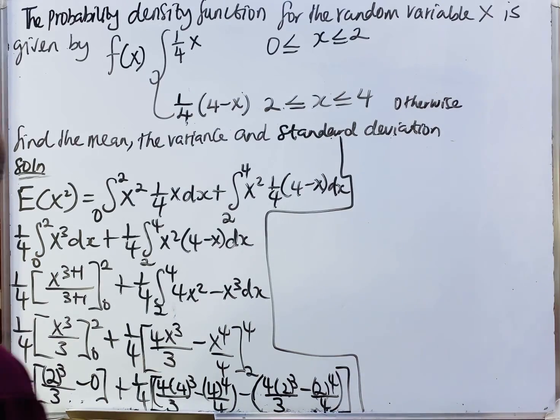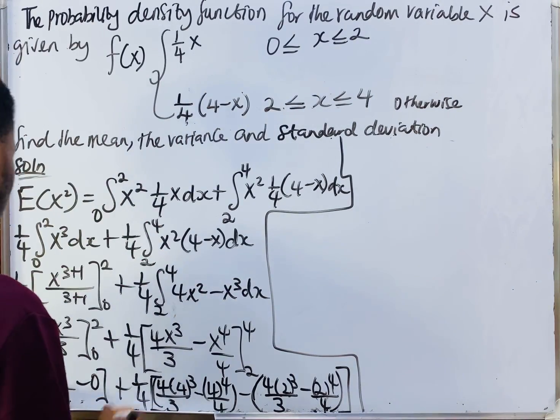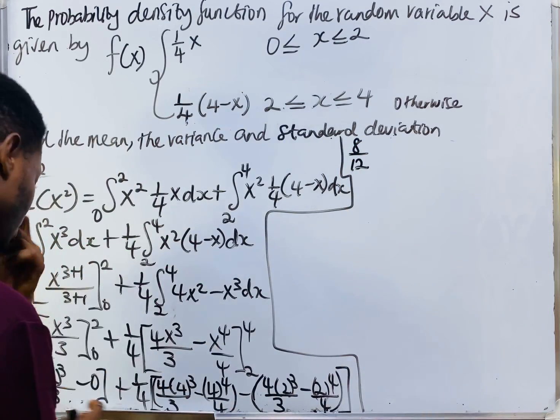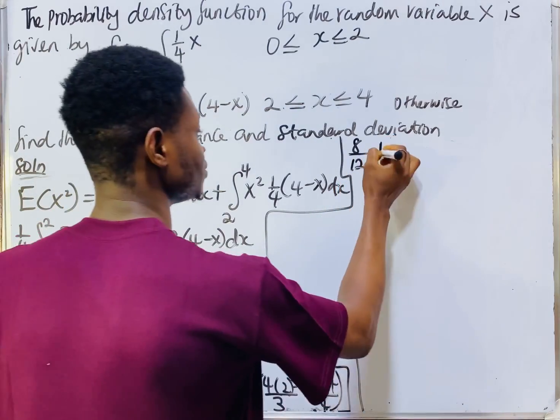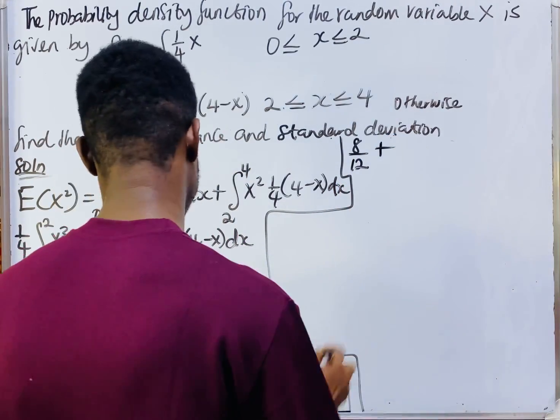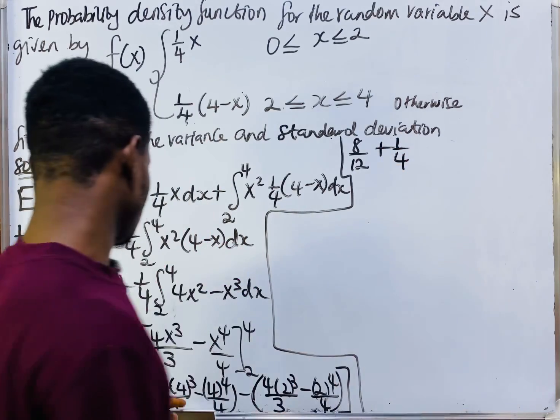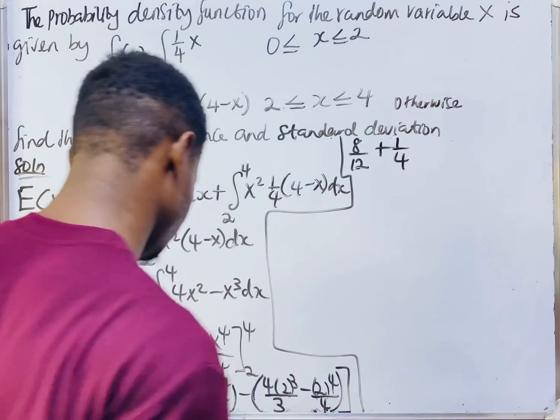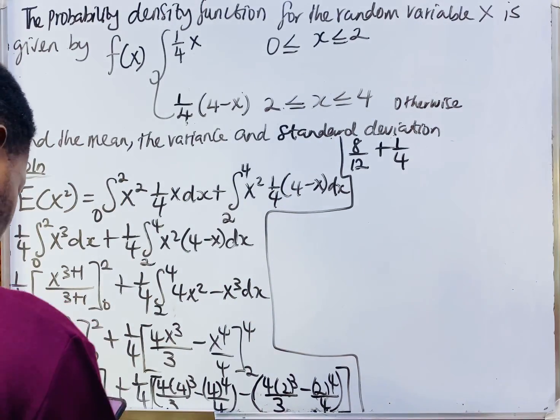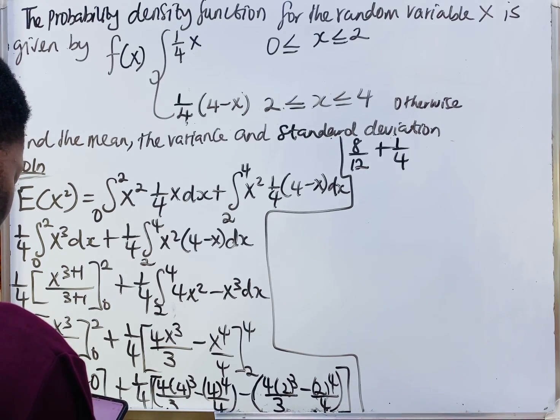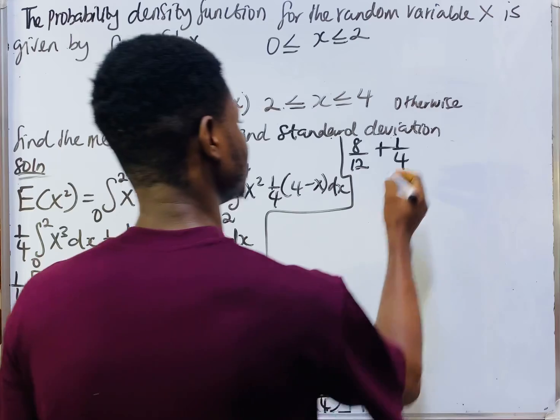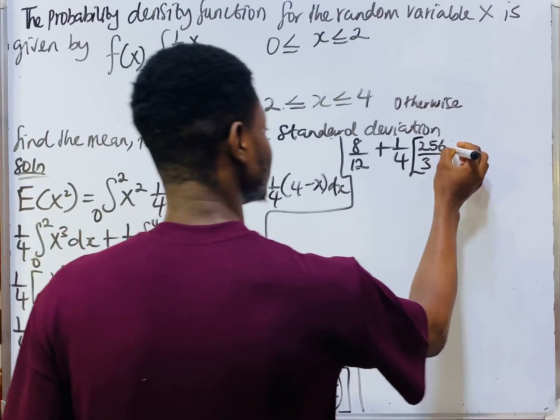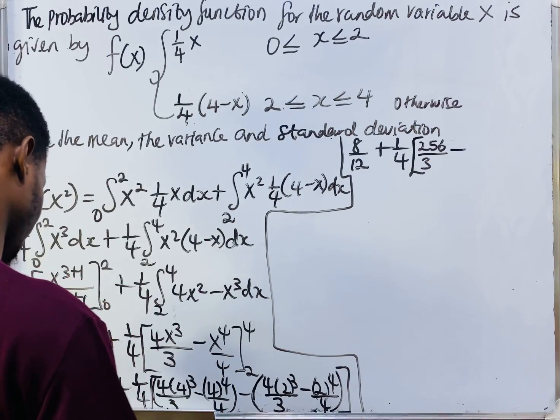So what are we going to do now? Let's resolve. 2 to the power of 3 is what? 8. So we have 8 over 12, right? Yeah, resolve this one. Then plus 1 over 4. 4 to the power of 3 is 64, right? 64 times 4. 256. 256 over 3. Then minus 4 to the power of 4.